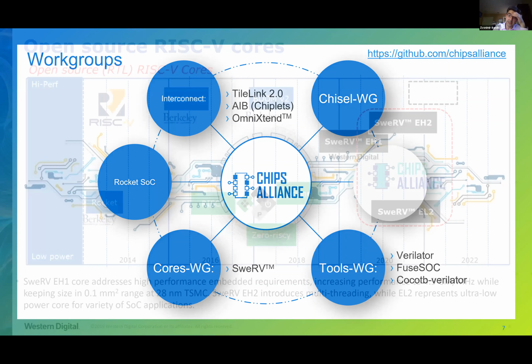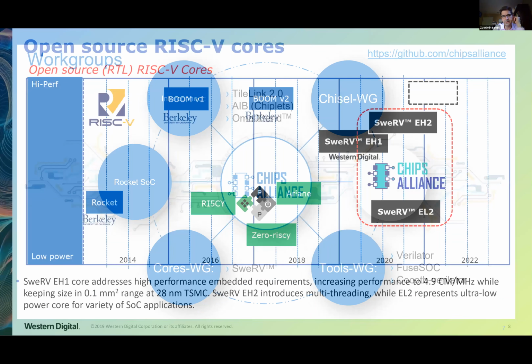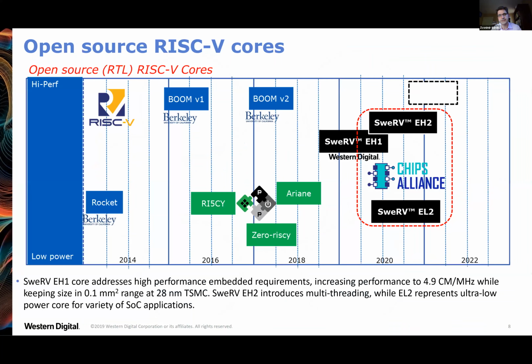And this is the roadmap of open source RISC-V cores from many different places, including ETH Zurich, Berkeley, and also now CHIPS Alliance. We released core SweRV EH1 at the end of 2019. And this is still an active project. And recently we released SweRV EH2 and EL2, which are the subject of this presentation, and they are now available in CHIPS Alliance.